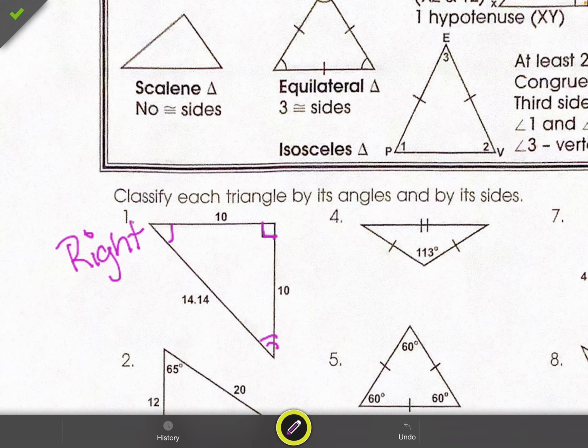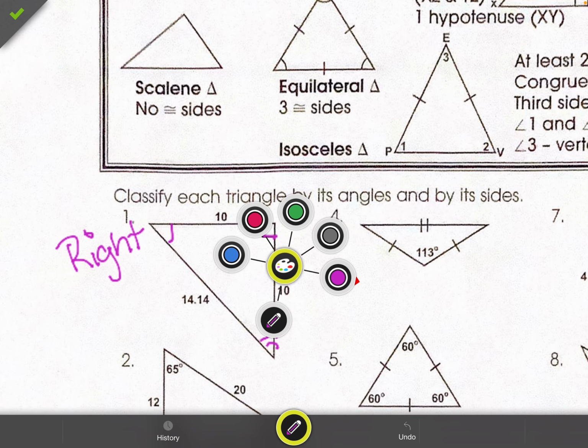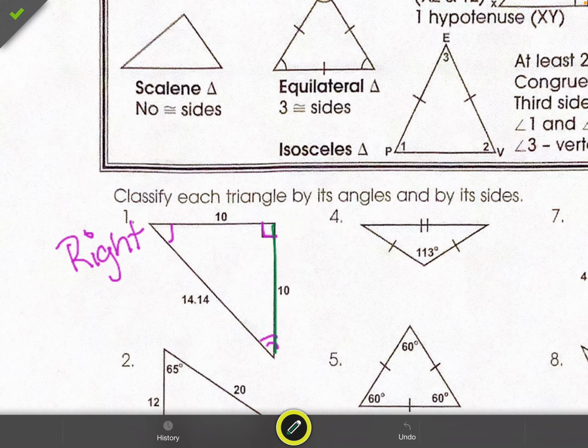Now we have to look at the sides. All right, so I got 14.14, 10, and 10. I notice that I have two sides, this side and this side, that are the same, and so that would be isosceles.